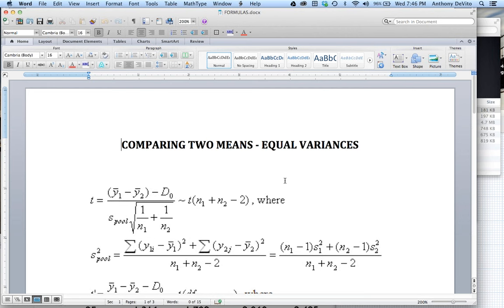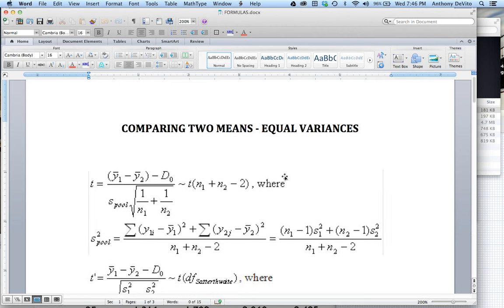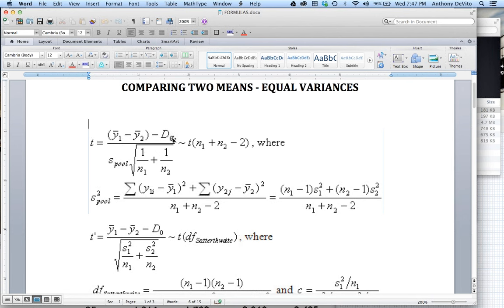First corner on the left-hand side. Comparing two means with equal variances. Don't get fooled by the fact that instead of using x1 and x2, they use y1 and y2 here. It doesn't matter. And D0 is, we assume with the null hypothesis, the difference is 0, so that's just a 0 all the time also.